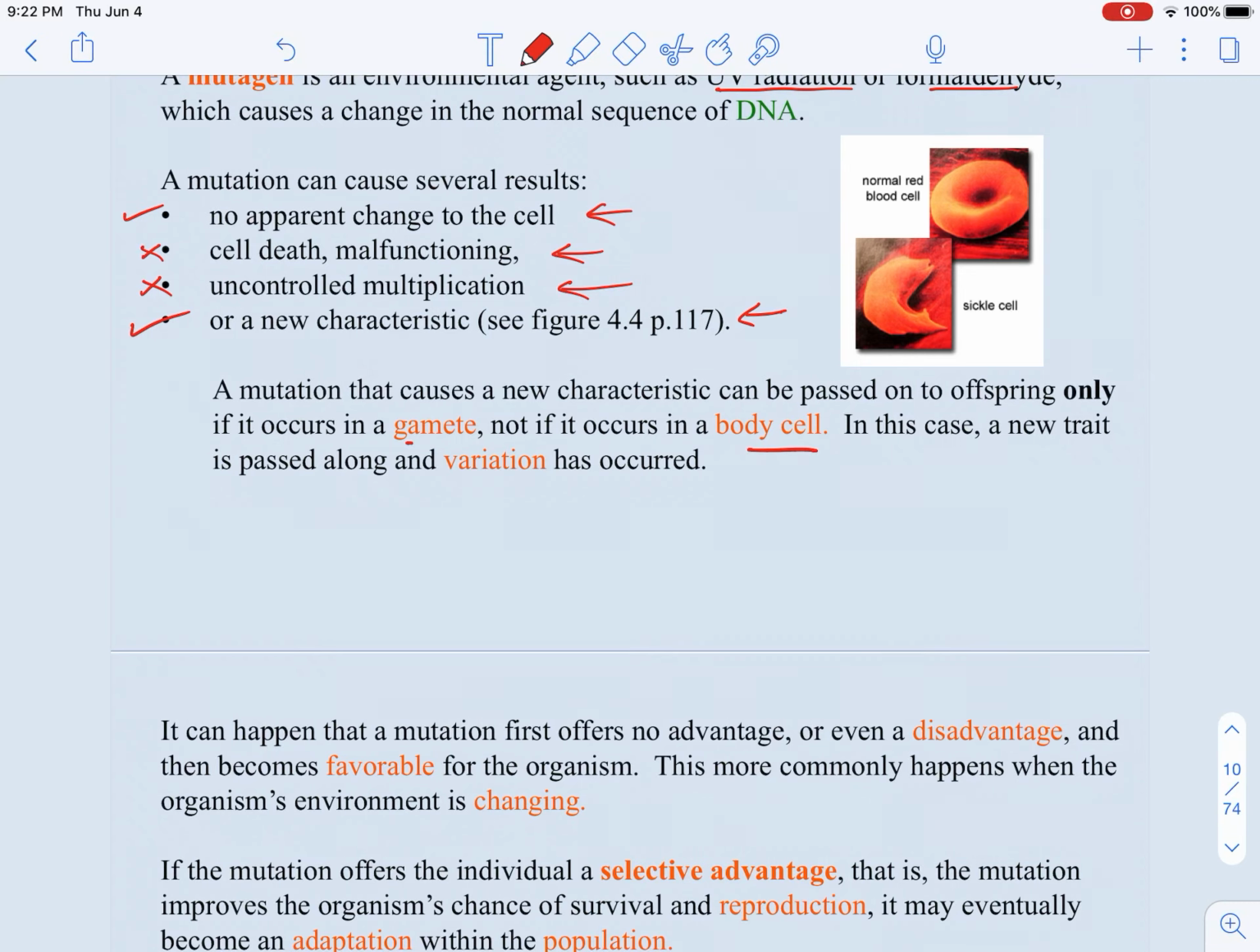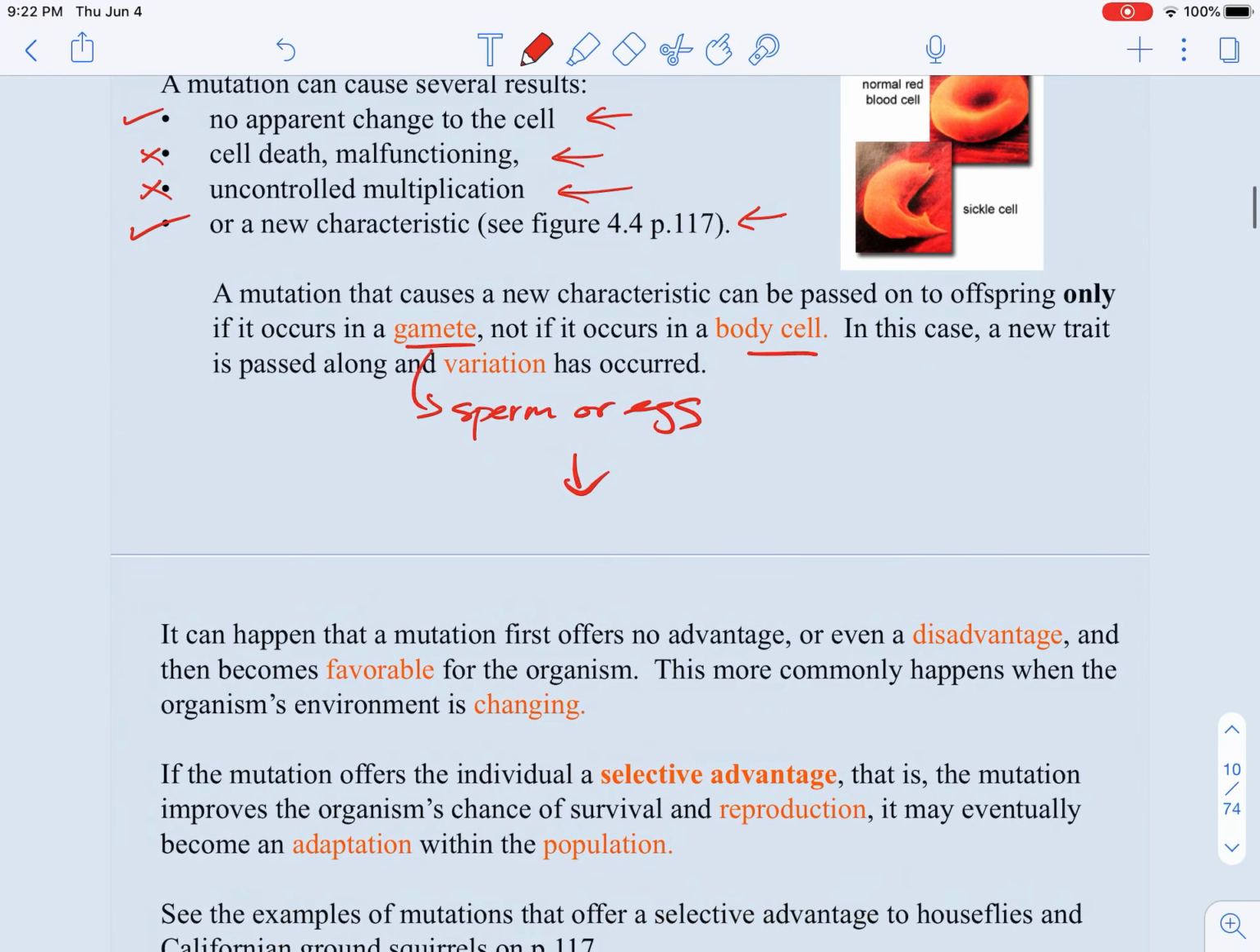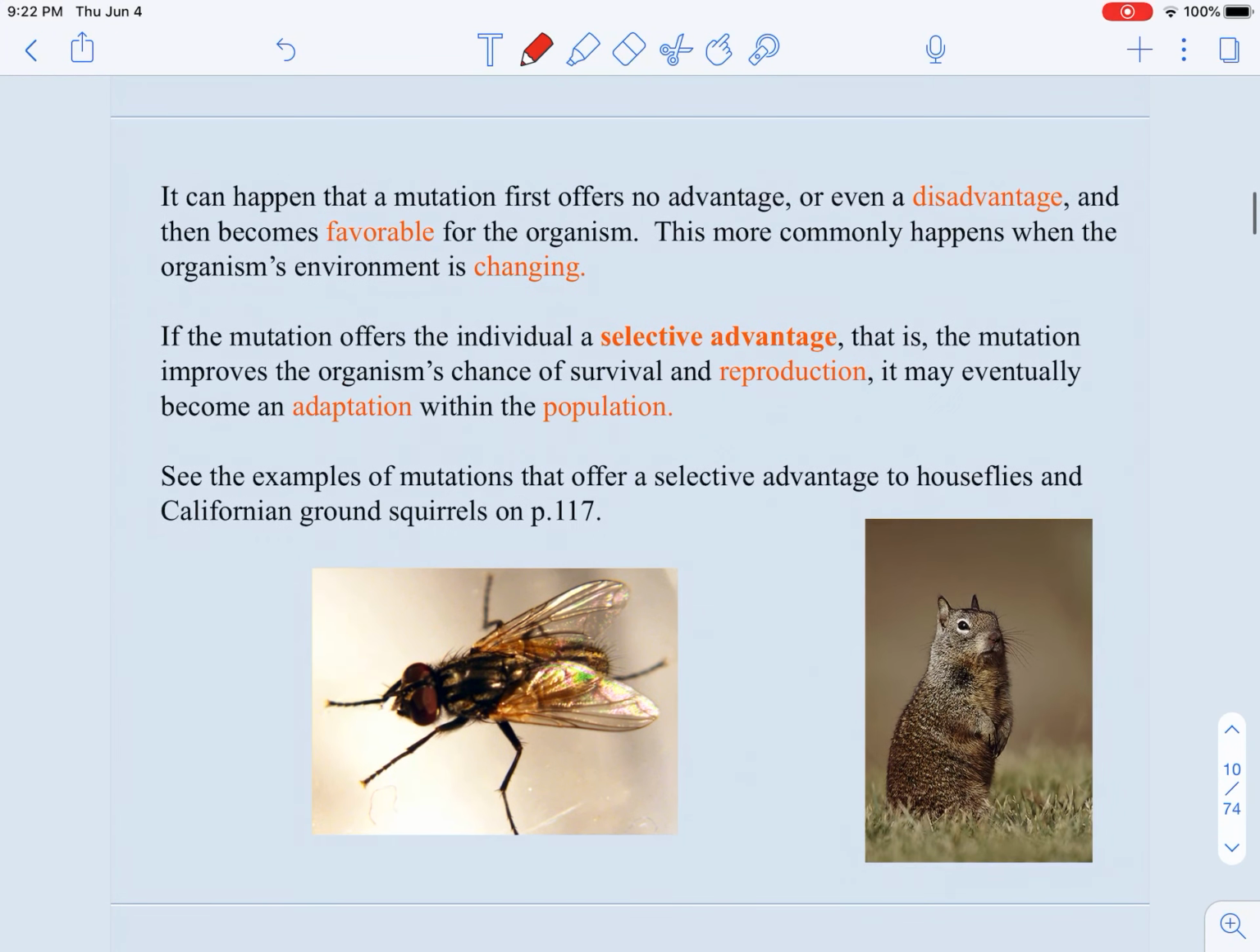If that mutation is in a body cell, that won't go anywhere. It won't be found in offspring. But if it's found in a gamete, which is a sperm or egg cell, if that change or mutation is in a sperm or egg cell, that will be passed on to future generations.